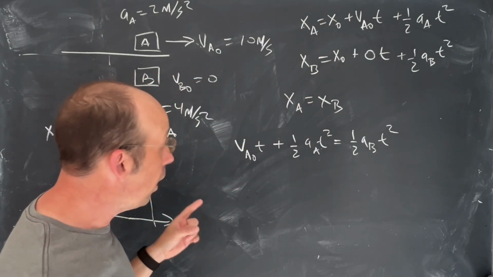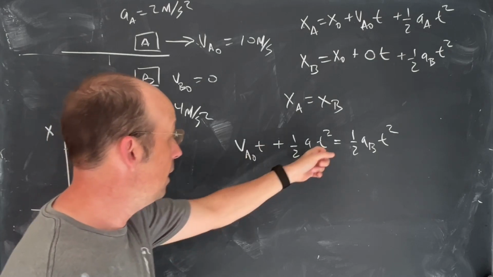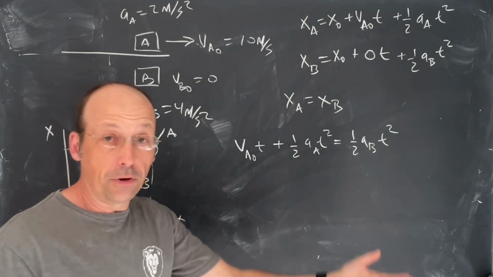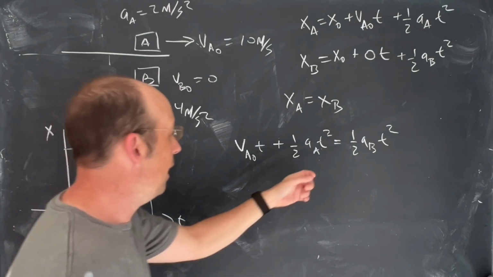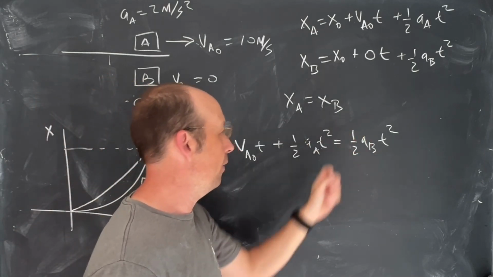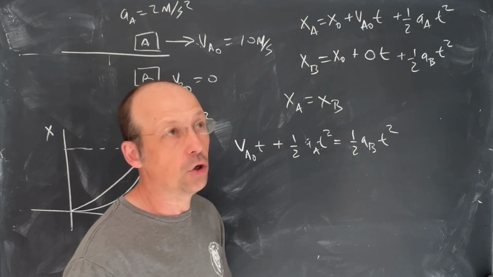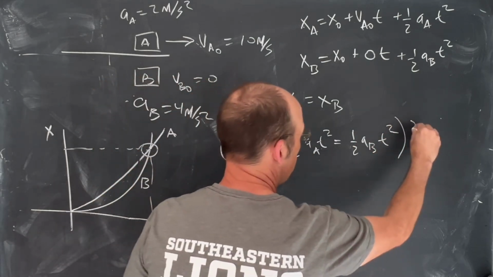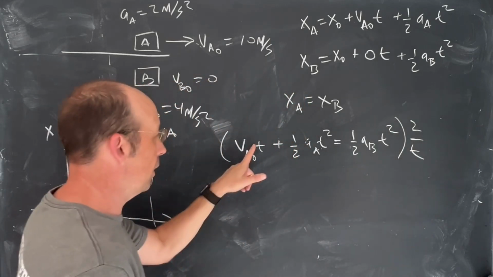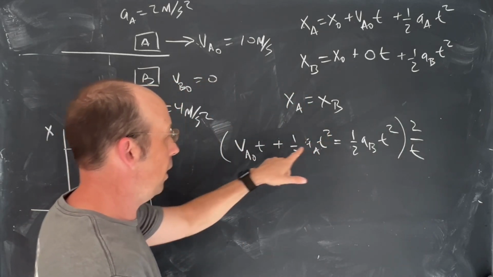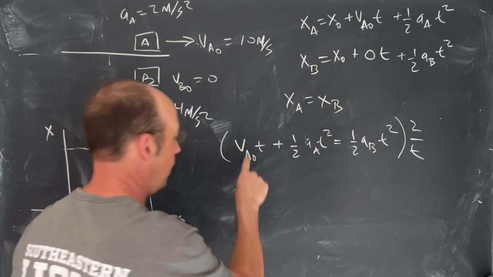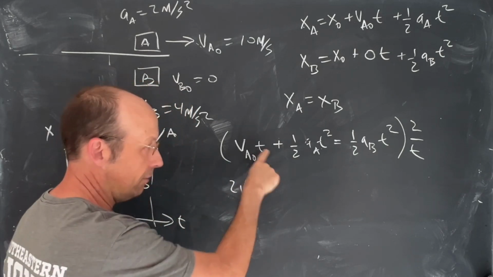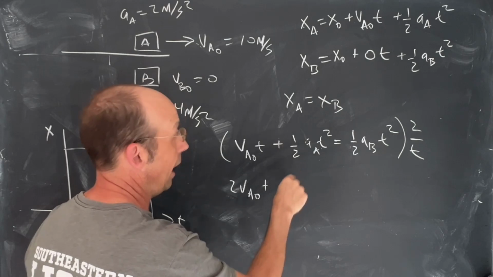Okay, I want to solve for time. I have a t squared, t squared. So let's divide both sides of the equation by t. And at the same time, I have this 1/2. So I'm going to multiply both sides by 2 over t. So this is going to be 2 over t, both sides. And that way we'll get rid of that t, we'll get rid of the t squared, and we'll get rid of the 2's. So over here I get 2 vA0, and the t's cancel, plus 2 times 1/2 is 1.